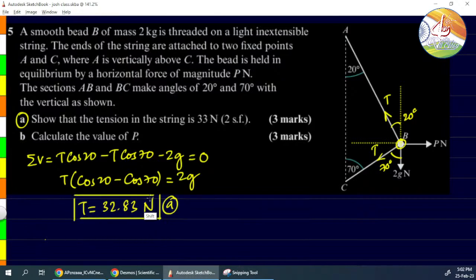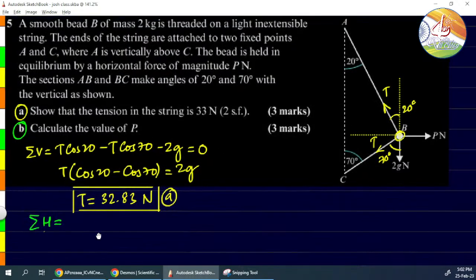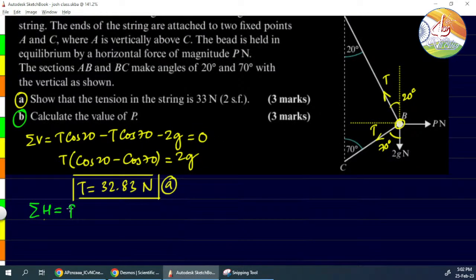Next, what is he asking next? B bit: calculate the value of P. Now for P, let's go with sigma H, the horizontal components. Take all the horizontal components. So P is acting on the right side. Then the horizontal component of T is minus T sin 20. Then the lower T is minus T sin 70. The weight 2g is vertical, so it will not have any horizontal component.